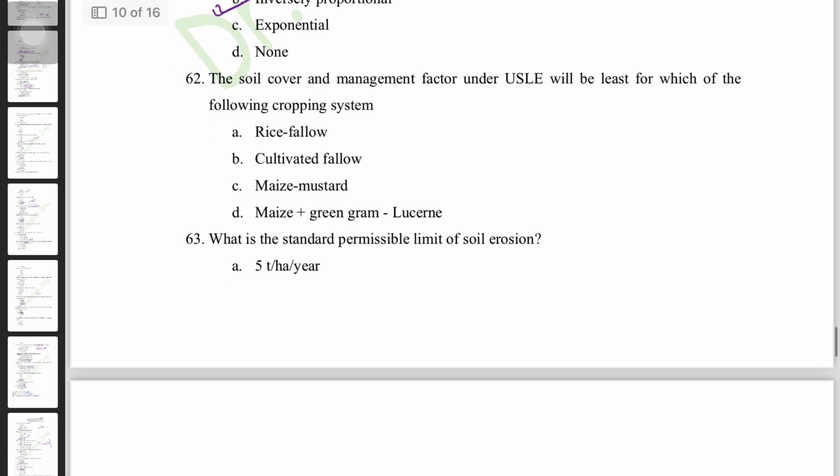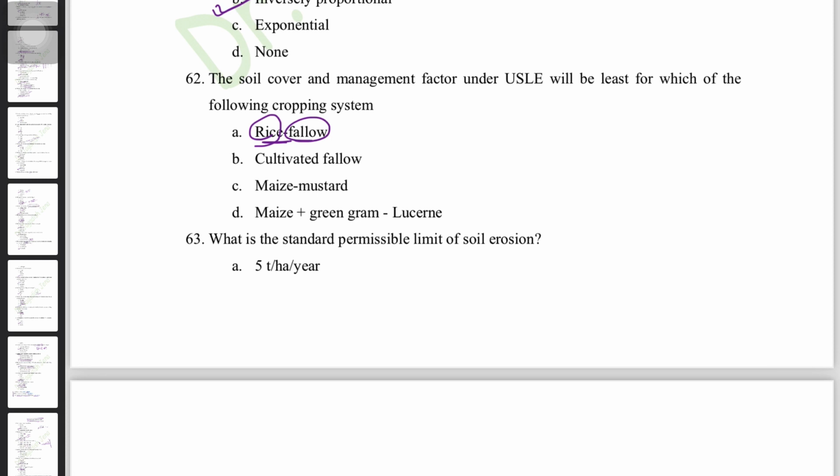Next question, the soil cover and management factor under USLE will be least for which of the following cropping systems? If it is least, that means less soil is transferred by the erosive agent. That means more soil is not exposed to erosion, so less soil is eroding. Okay, so which cropping system?